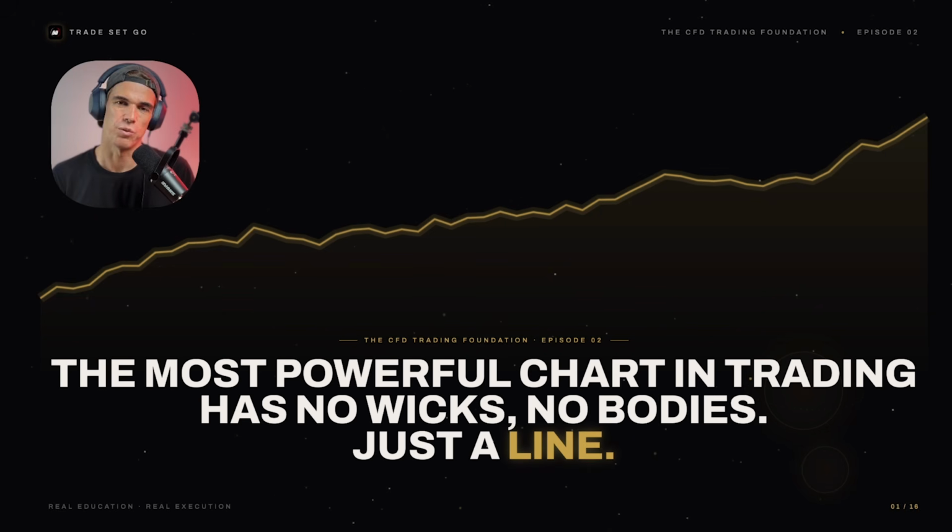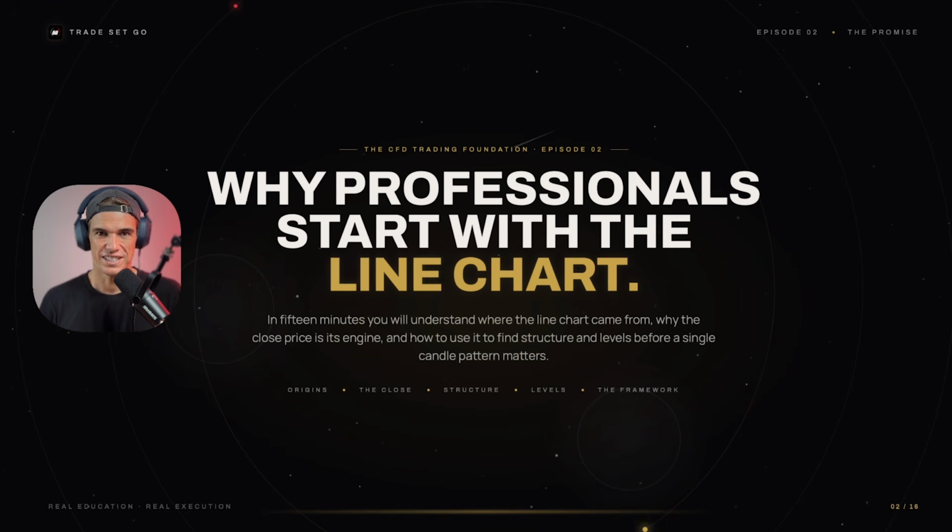What if I told you that one of the most important things that you can have on your chart when you're looking to analyze price doesn't have wicks and doesn't have bodies, and it's literally just a line? Today, we're going to be breaking down why the line chart has gone out of fashion with a lot of traders, and why professionals still use it to determine the best levels.